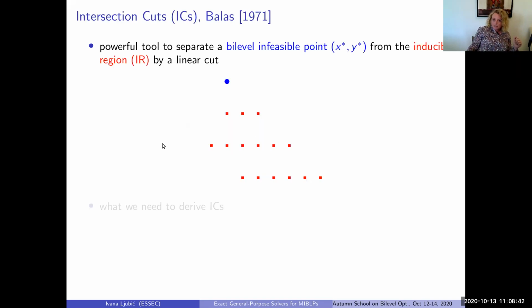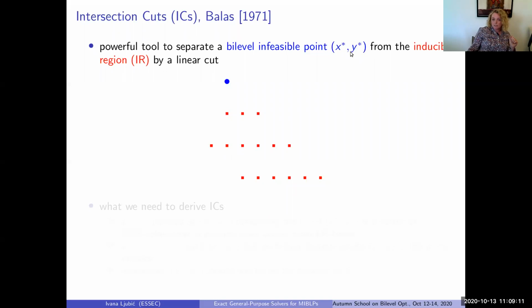So intersection cuts that have been introduced in the 70s by Egon Balázs are a powerful tool for solving MILPs. And in our recent work, we thought that maybe we could also exploit them in the context of bilevel optimization to get rid of bilevel infeasible points on the fly while solving the LP-HPR relaxation.